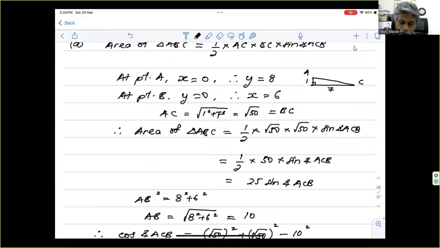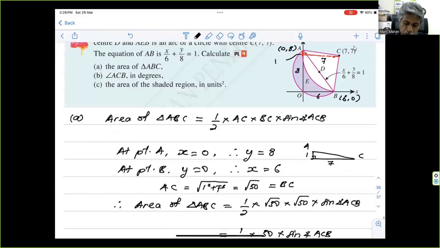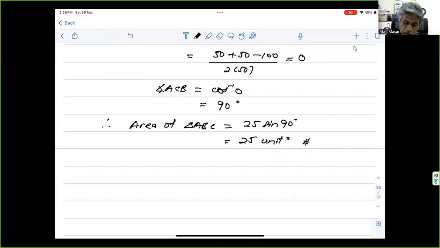Okay. Now in part 2, you are asked to find what is the angle ACB in degree. So we already found it earlier, angle ACB. So part B, angle ACB equal to 90 degree.